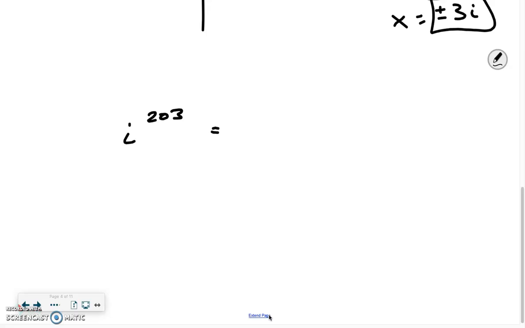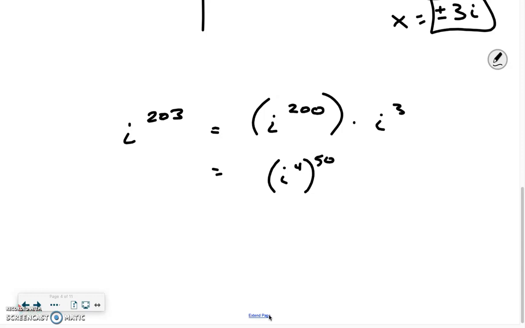On the surface, this might seem confusing, but couldn't we just break this exponent into some increment that's a multiple of 4, maybe i to the 200 times i to the third. Well, what's i to the 200? Would you agree that's like i to the fourth 50 times? You would not be expected to write it out this way, but does that make sense? And what's i to the fourth? It's just 1 to the 50th power. Isn't that just going to say 1?